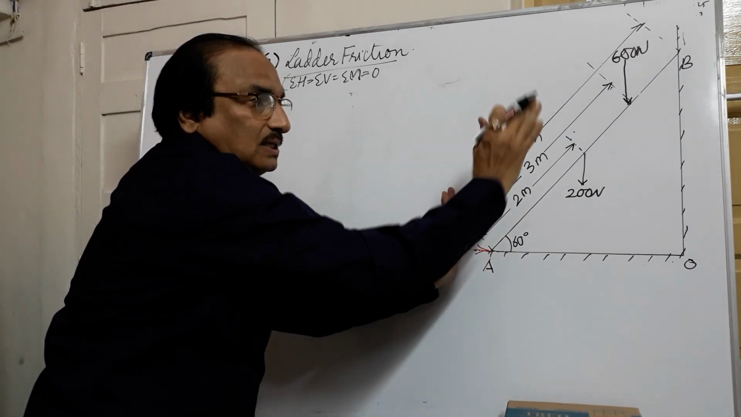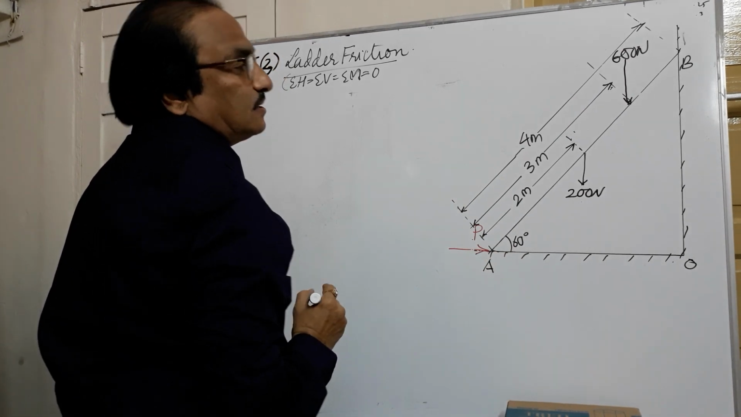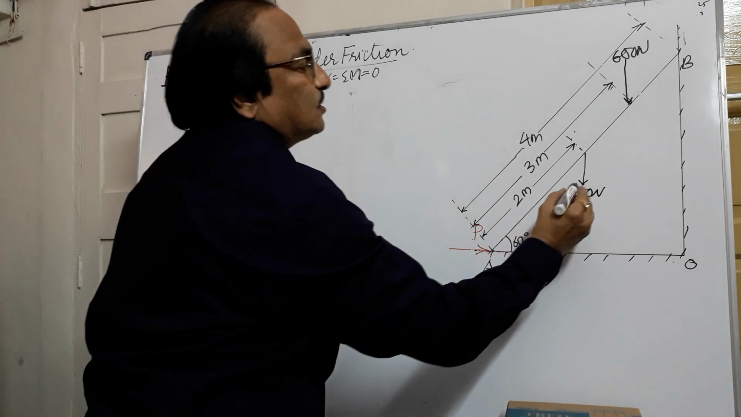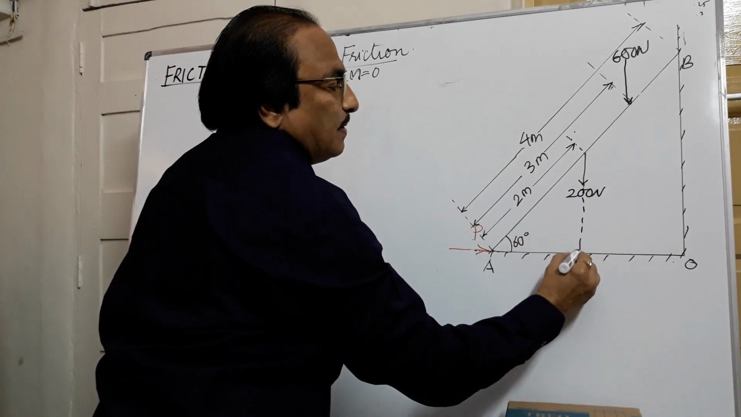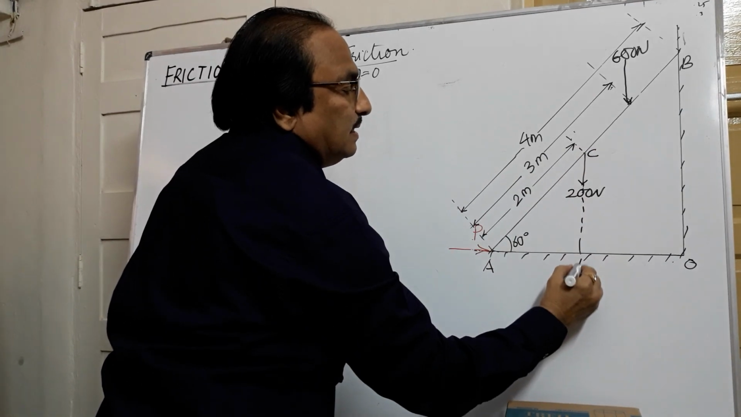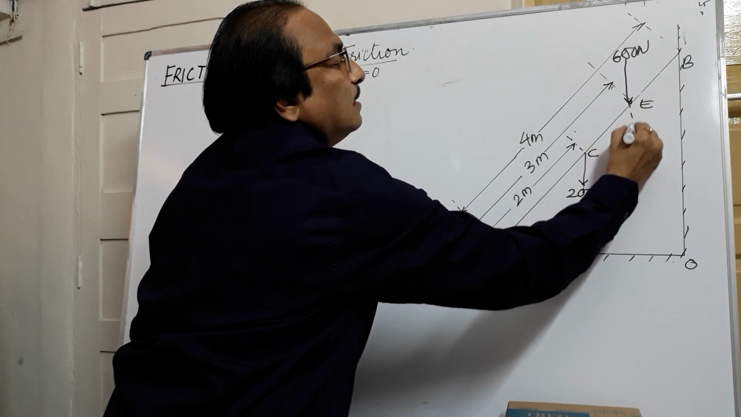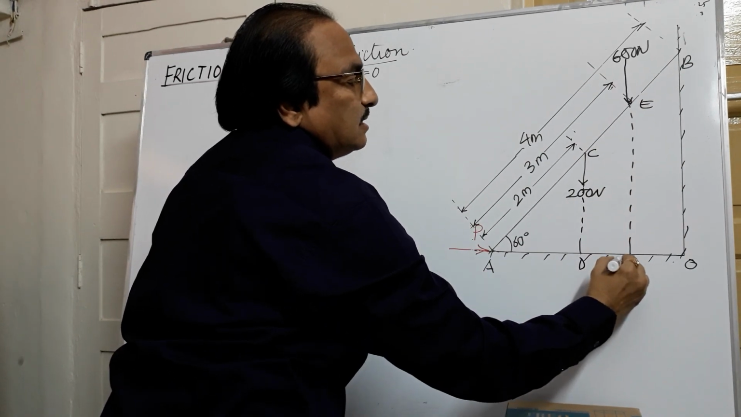You are applying load so that the ladder will not be slipping, and the angle given to you is 60 degrees. Now here we need some construction to be made. So let us drop a perpendicular here. If I call this C, this will be D. If I call this E, I'll drop a perpendicular, this will be F.